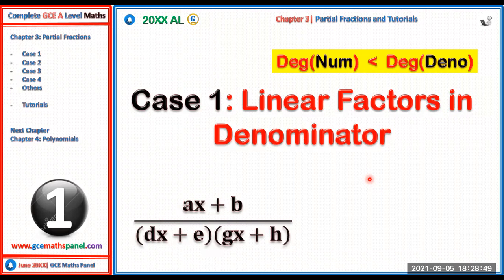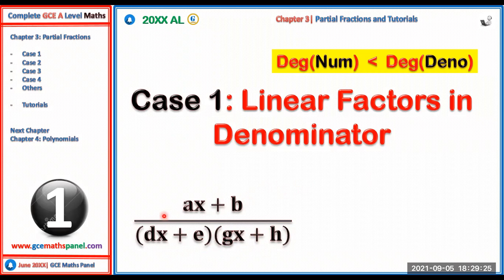So for the first case, we have linear factors in the denominator. And what do we mean by a linear factor? In this particular partial fraction here, we have dx plus e in the first bracket, and in the second, we have gx plus h. These two are factors, and for a factor to be linear, the highest power of the variable, in this case x, should be 1. You can just see x here, it means x to the power 1. So we say this first factor is linear, and the second factor is also linear, because the highest power of x here is 1.